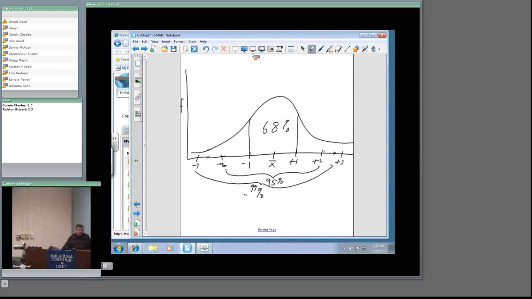So right now, what I want you to know is the plus and minus 1, 2, and 3 standard deviations, and I want you to know the 68% within 1, 95% within 2 standard deviations, and a little more than 99% within 3 standard deviations of the mean.